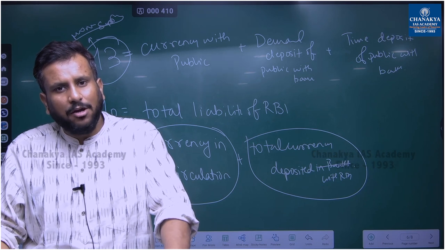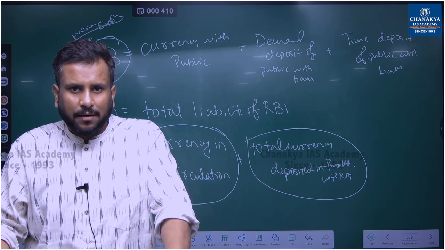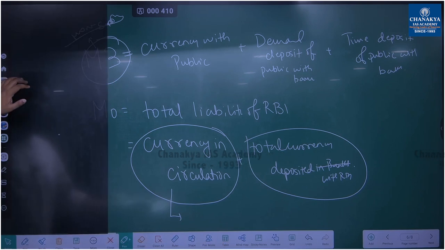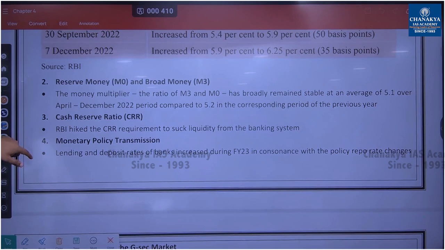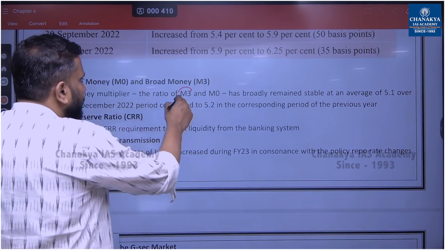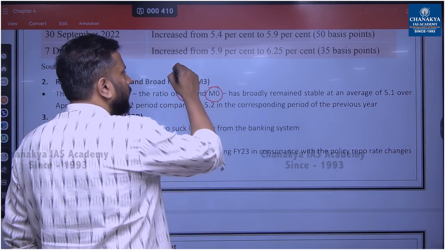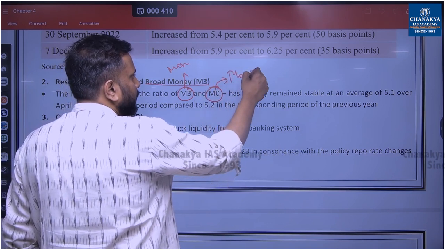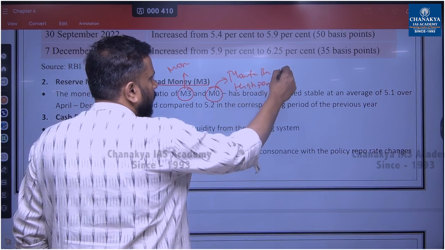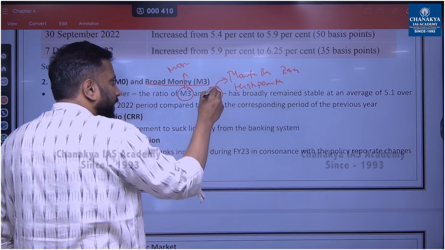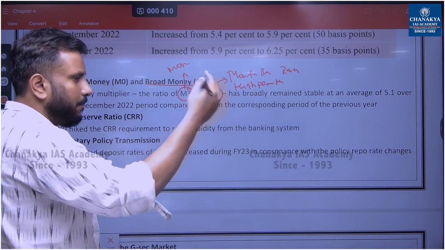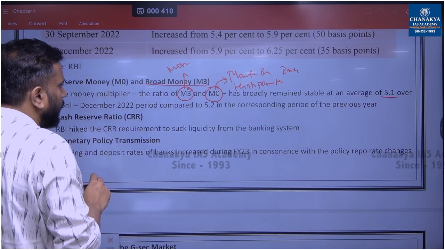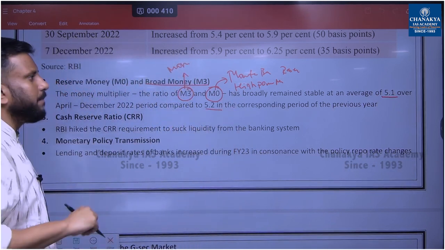So M3 will be equal to M0 if the banks do not lend money. Right? But generally all the banks lend money. That's why M3 is greater than M0. So isi cheez ko Survey ne discuss kiya hai. Yahan pe dekho aap. Right? The money multiplier, the ratio of M3 by M0. M3 is equal to money supply, broad money, and M0 is equal to monetary base, high powered money, reserve money. So this is the total liability of the RBI, and this is actually the money which is there in the economy, has broadly remained stable at an average of 5.1 over April to December 2022 compared to 5.2 in the corresponding period of the previous year.